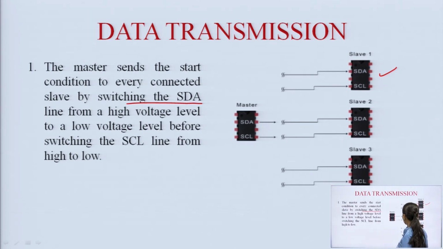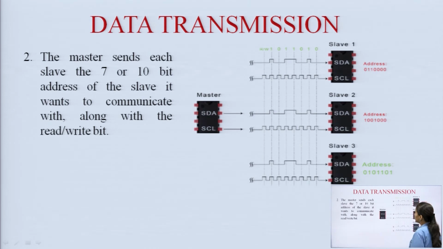Now, to every slave device, this high to low transition is sent from the master to the slave direction. Now, second thing, the master sends each slave the 7 or 10 bit address of the slave it wants to communicate with, along with the read or write bit. Another thing is the transmission of the address frame, in order to select the particular slave. Now, a particular address is sent, that is 01010101. This is the address that is sent from the master to the slave side, to each and every slave.